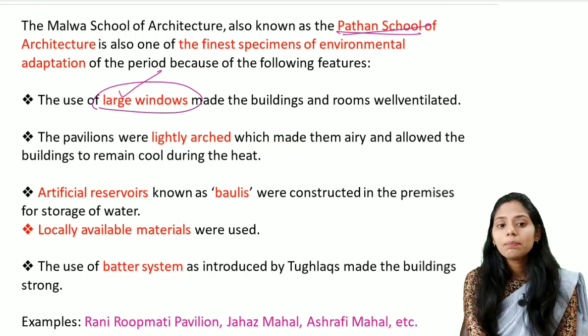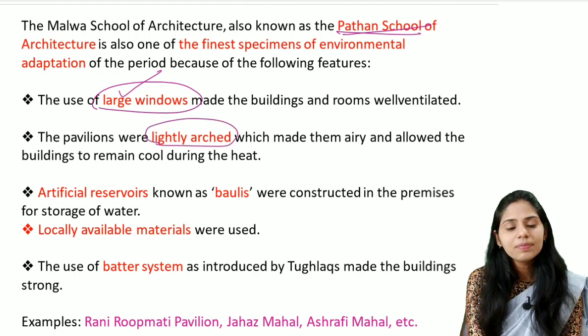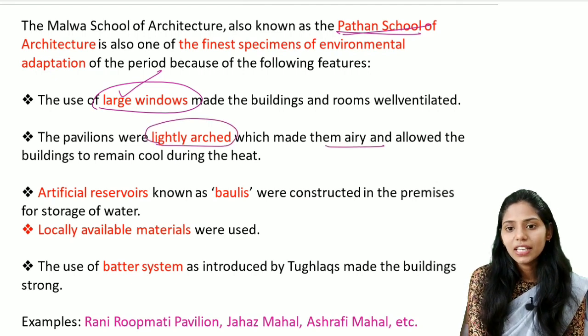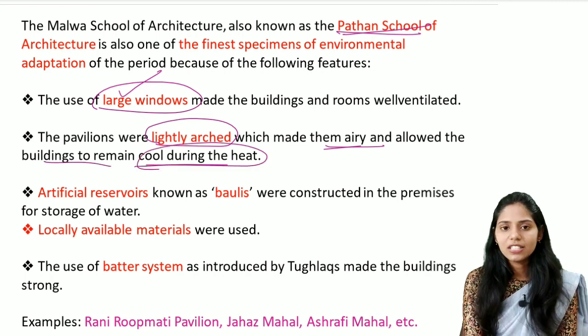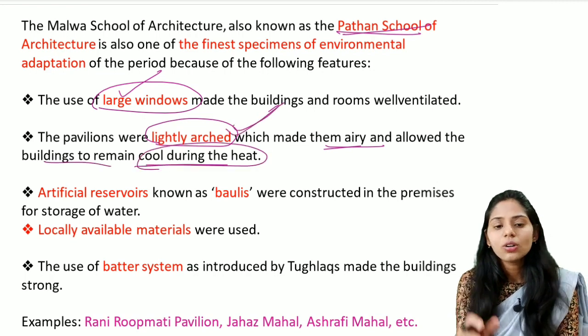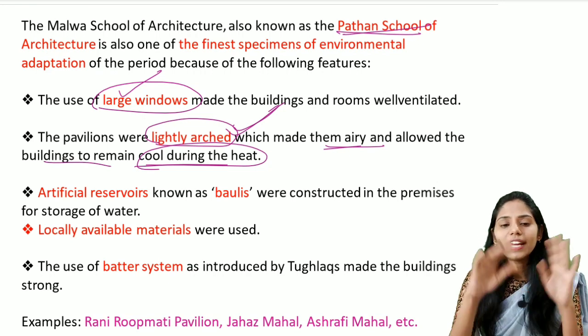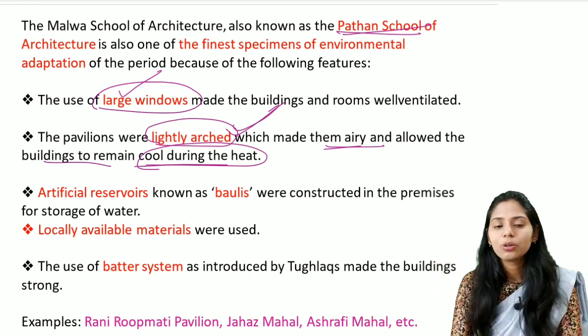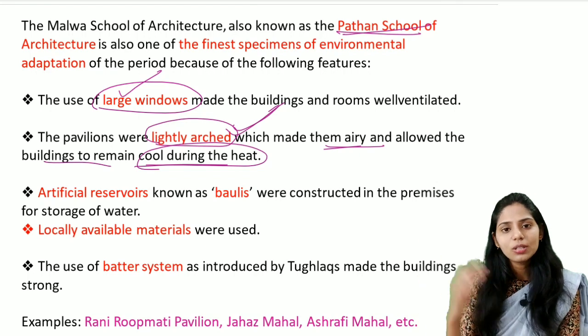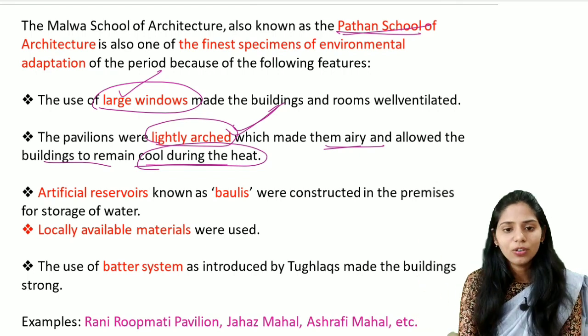And the next one is that the pavilions were lightly arched, which made them airy, and also allowed the building to remain cool during the heat as well. So these are some of the important features. They used lightly arched structures so that the room stays very cool, and it also allows air to move in and out.